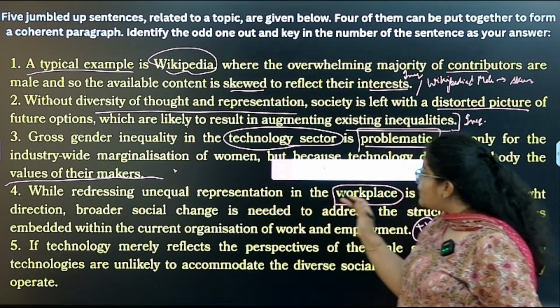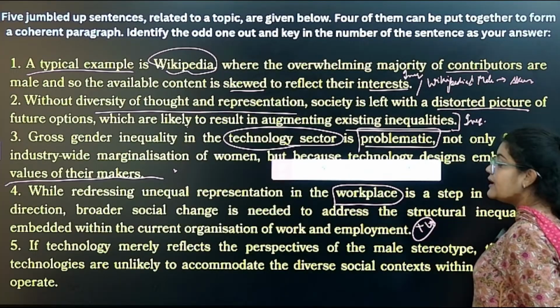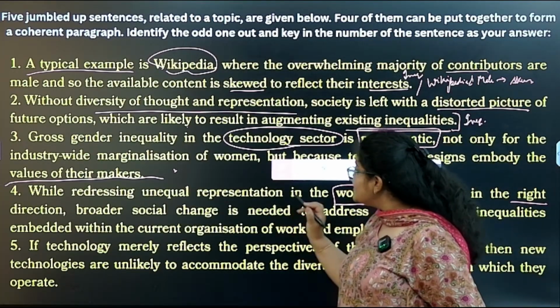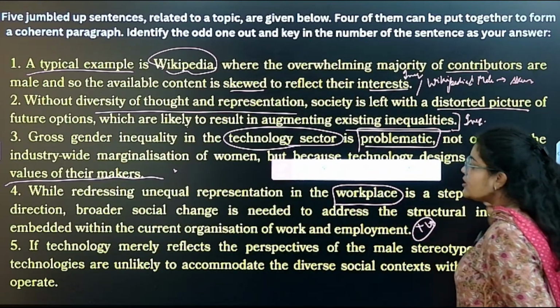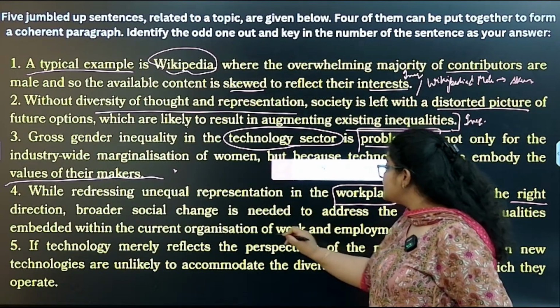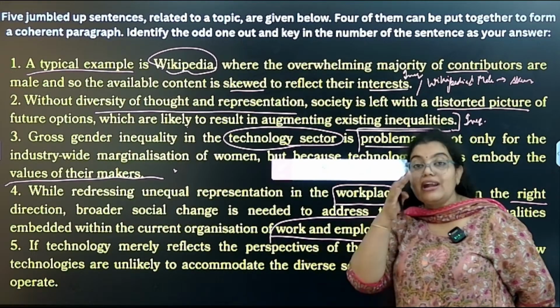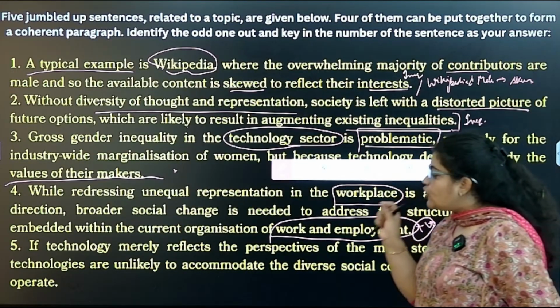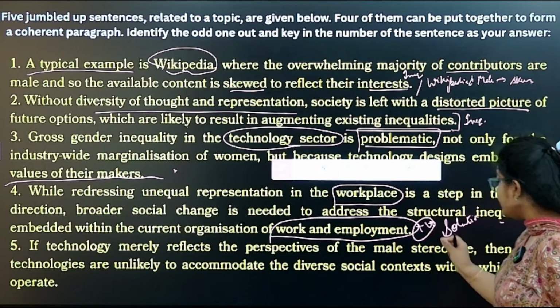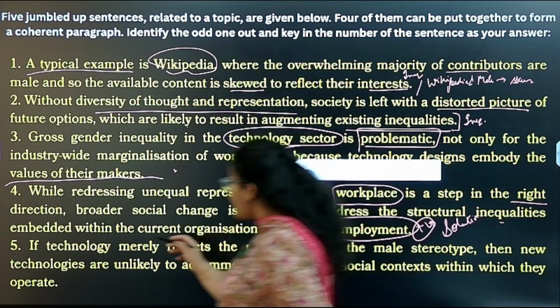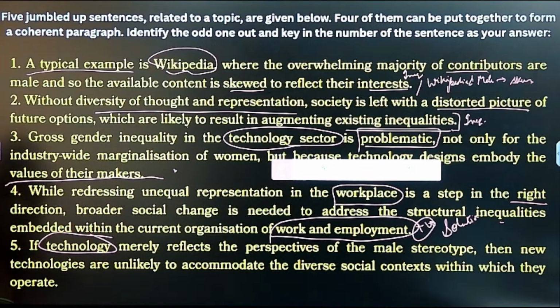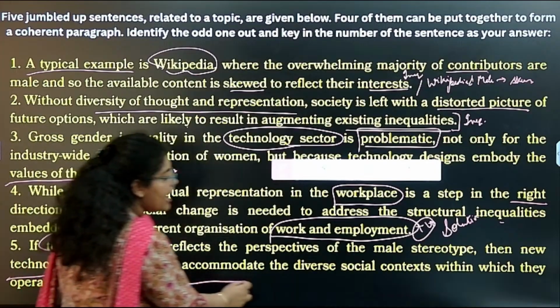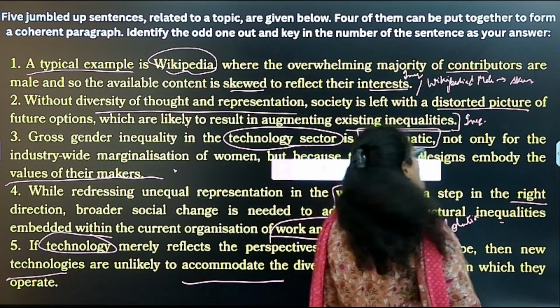That while redressing unequal representation in the workplace is a step in the right direction, broader social changes are needed to address the structural inequalities embedded within the current organization of work and employment, right? So it looks more like a solution. Now let's see. If technology merely reflects the perspectives of the male stereotype, then new technologies are unlikely to accommodate the diverse social context within which they operate, right?